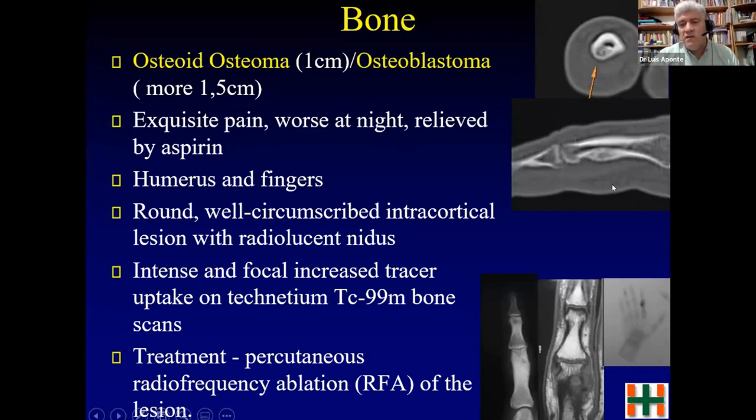You can see in the fingers, it's a round well-defined intracortical lesion with the nidus. You have to take out the nidus. Here you can see in the CT scan. If you have any doubt, if you have pain and you don't know where it is, the bone scan is very useful for osteoid osteoma, osteoblastoma.